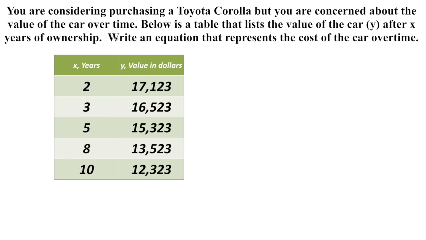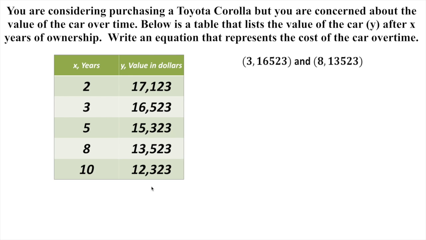This is a table, and we're asked to write an equation that represents the cost of the car over time. Well, we can write each one of these as an ordered pair, 2, 17,123, 3, 16,523. Okay, so we can convert all of those to points. I just chose these 2 points. You can choose any 2 points that you want. These are going to be the exact same slope. Whenever I grabbed these, I made sure that they were the same slope.